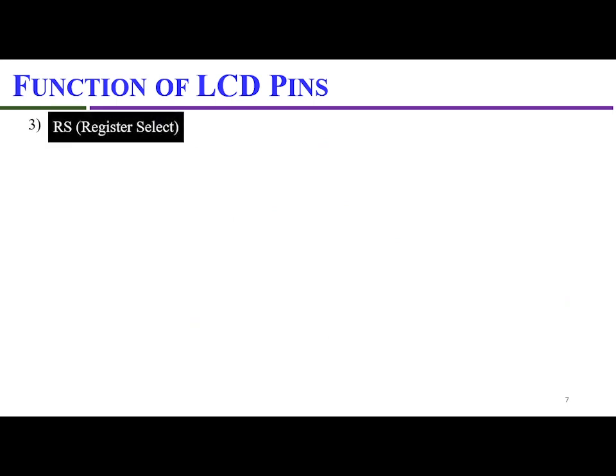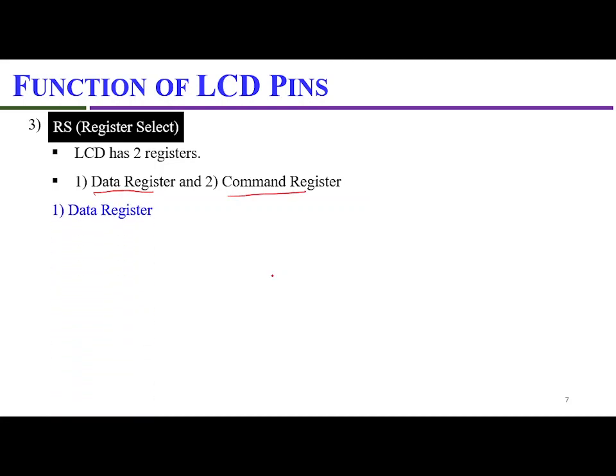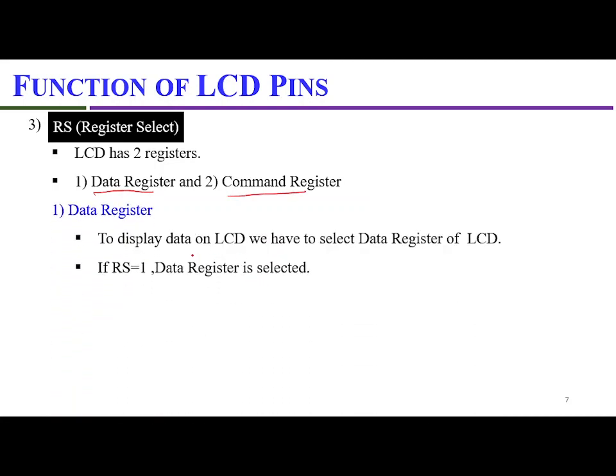The third control pin is called RS. It is the register select pin. LCD has two types of registers. One is called the data register, the other is called the command register. The data register is used to display data on the LCD. So we have to select the data register to display data on the LCD. We have to make RS equal to 1 in the software, and we can send data by selecting the data register.